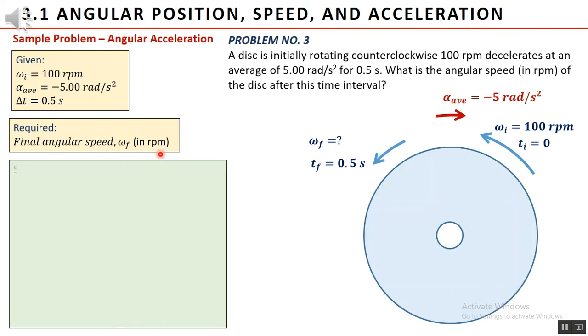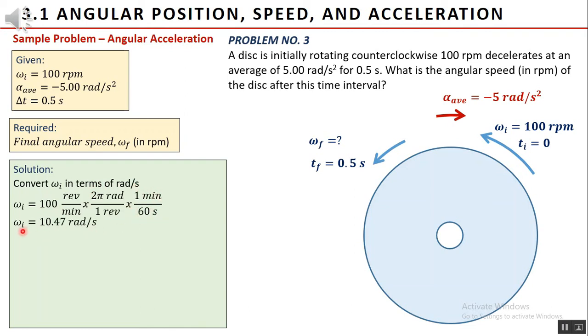The first thing we need to do is convert the initial velocity in terms of radians per second. To do that, we multiply it with the conversion factors 2 pi radians per 1 revolution, and 1 minute per 60 seconds. Pressing on the calculator will give 10.47 radians per second. Then, from the formula of average acceleration, final angular velocity minus the initial angular velocity over the time interval, we solve for the final angular velocity.